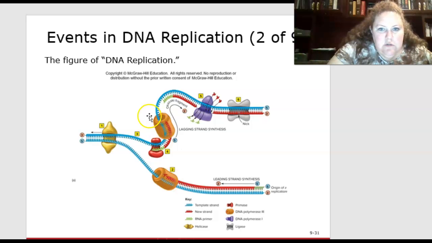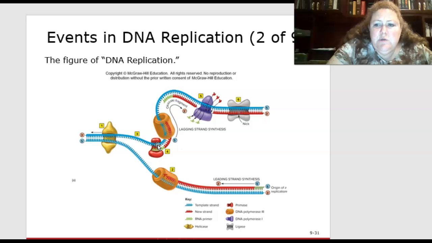Then we go up to step 3, which you can see here. This is the template for the lagging strand, and this runs 5 to 3, which is in the opposite direction of the leading strand. So to make a new strand in the 5 to 3 orientation, synthesis must proceed backwards, away from the replication fork. Then in 4 here, before synthesis of the lagging strand can start, a primase is going to add an RNA primer to direct the polymerase.